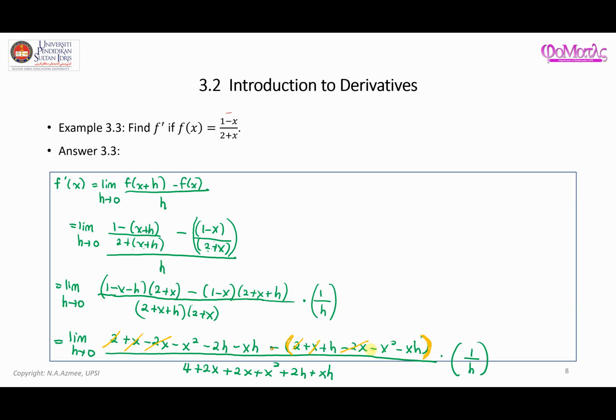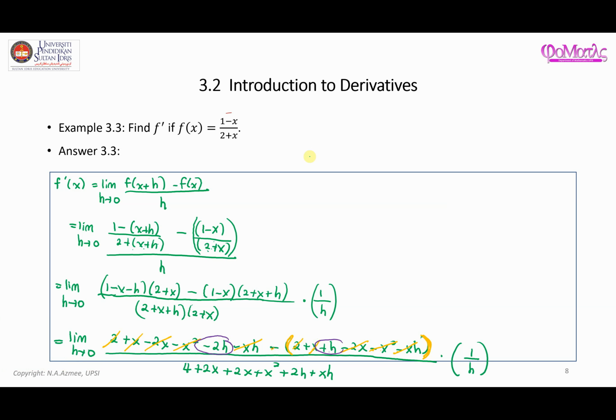Here we have positive x squared, which can be cancelled with negative x squared. And finally, this one is positive xh, which can be cancelled with negative xh. So here I am left with the term negative 2h, and here is negative h. Negative 2h minus h will be negative 3h.